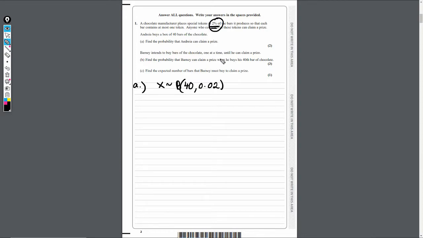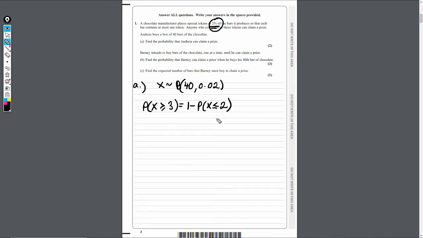We need to find the probability that she can claim a prize. So for Andrea to be able to claim a prize, she needs 3 of these tokens. So she's going to need the probability of X, because that's our model. She needs at least 3, so that's going to be X greater than or equal to 3, which if you write this down, this is 1 minus the probability of X being less than or equal to 2. Okay, just using our knowledge of the distribution.